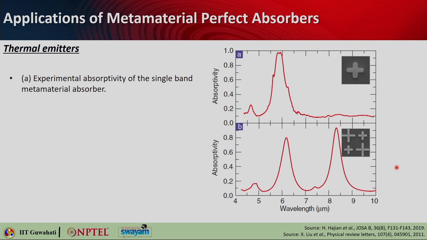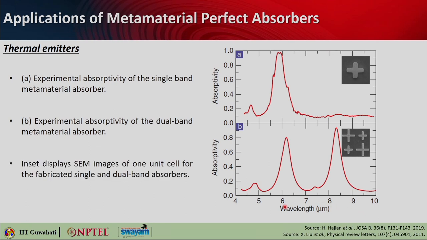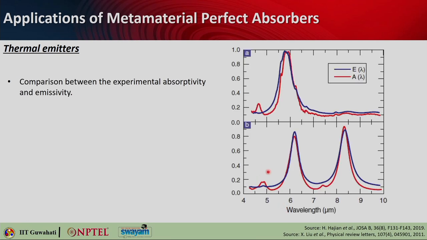Now, when you do the experimental absorption study of this structure, here in the inset you can see the AFM images. For the single band structure, you get this peak which is pretty good. And these are all experimental pictures. For the dual band, you get these two bands which are absorbing very strongly. So you can also compare the experimental absorptivity with the emissivity, and you see that they do follow the law of Kirchhoff that we have discussed, that the absorption pattern is the same as the emission spectrum.